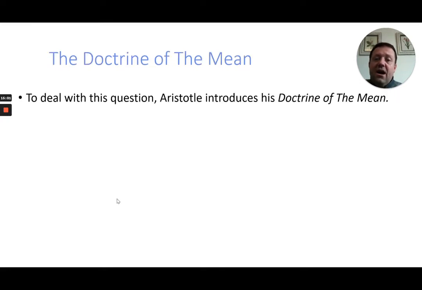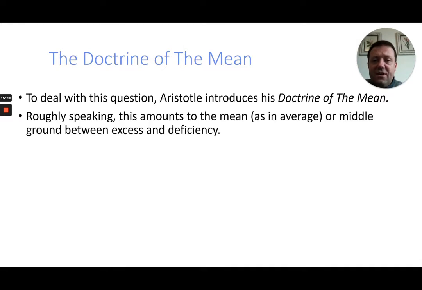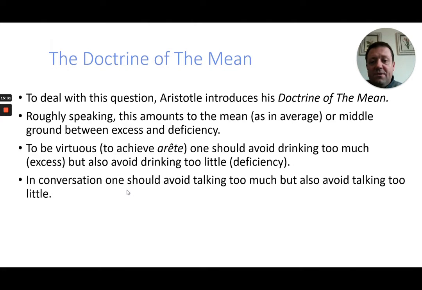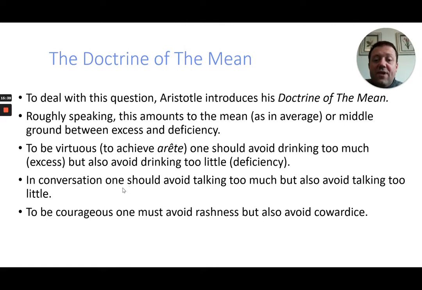All right, and in this, Aristotle provides this doctrine of the mean, this idea that we'll be faced with all sorts of choices, and we have to judge for ourselves what the best way of acting is. All right, so we have to look at our choices and work out which ones are excessive and which ones are deficient. So we should avoid drinking too much, which would be excessive, but also avoid drinking too little, which would be deficient. In conversation, as I said earlier, we should avoid talking too much, but also avoid talking too little. In order to be courageous, we must avoid rashness, but we should also avoid cowardice.